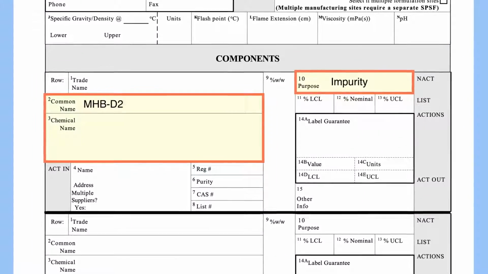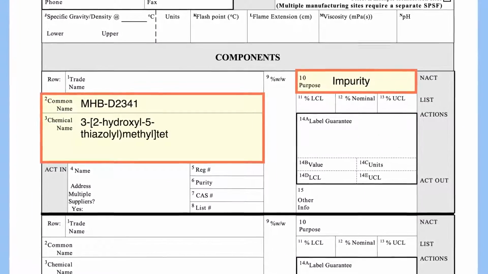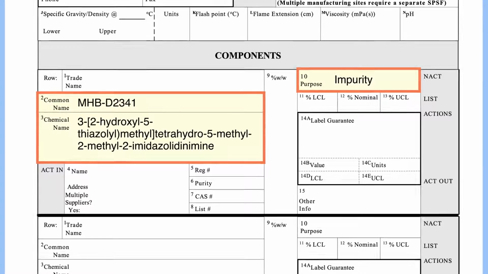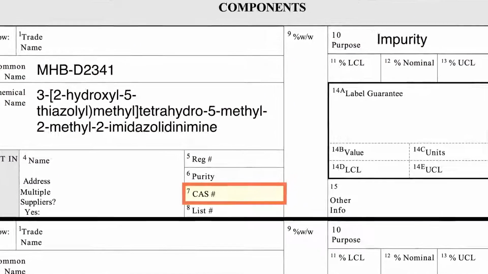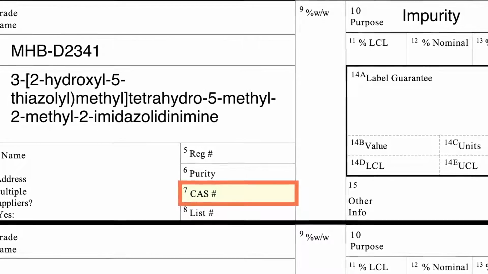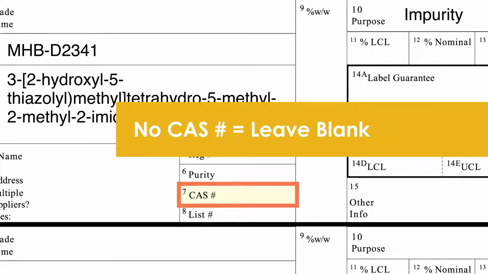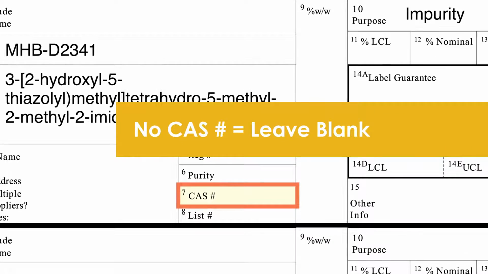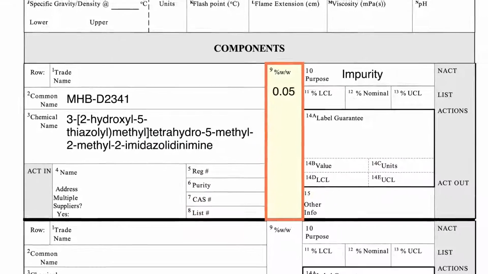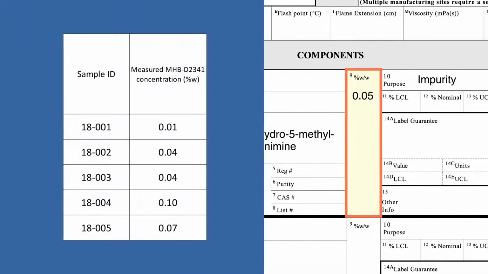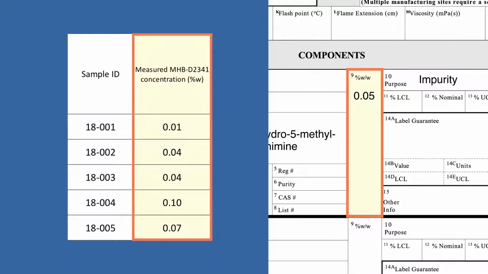The form zooms in on the components area of the form. Boxes 10, 2, and 3 are highlighted and populated with text and chemical names. Box 7 is highlighted. Text appears over the top of the form that says, if there is no CAS number, leave it blank. Box 9 is highlighted and populated with a number. A table appears to the left. The table has measured concentration values and sample ID values.